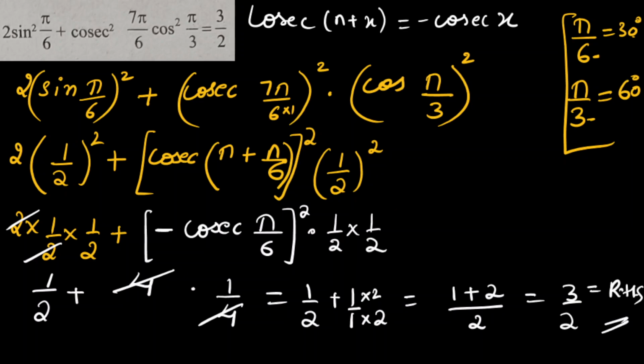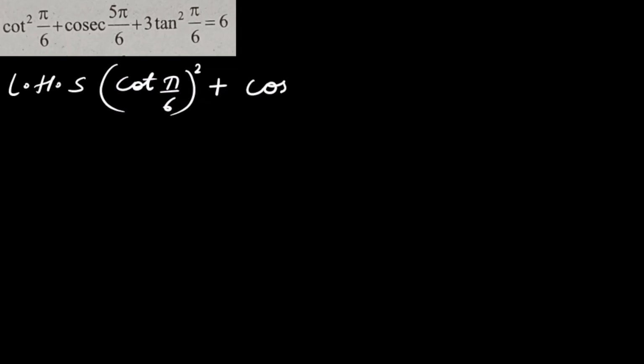So we have done the second question. Now let's do the third question. In the third question, it's given to us. On the left hand side I am using cot square. Square is there, that means whole square. So I'll rewrite it: cot pi by 6 whole square plus cosecant.